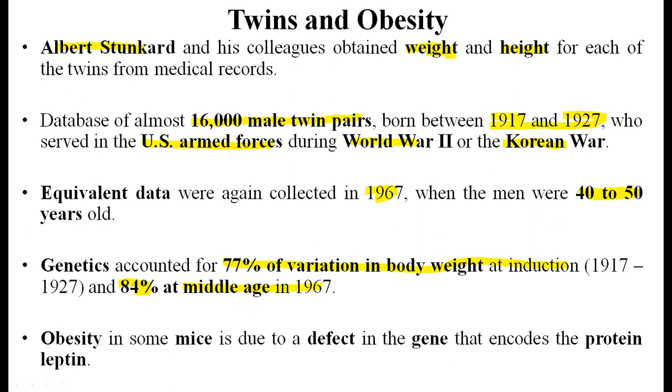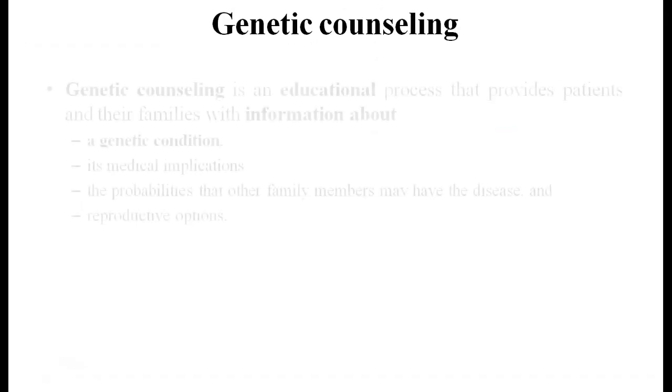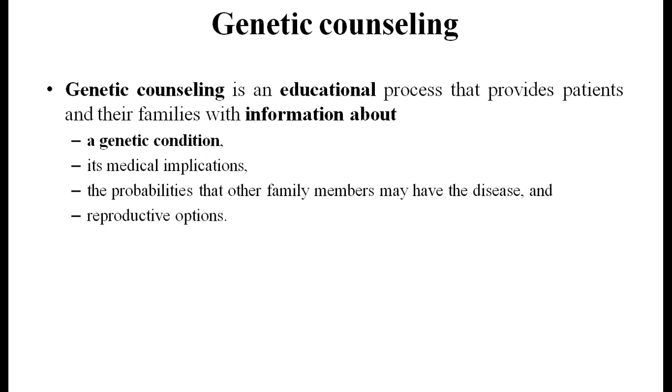Some other geneticists also studied mice, and they found that obesity in mice is because of a defect in the gene, and that gene actually encodes the protein leptin. But nowadays we can see that the genetic factor is not the only reason for obesity. Our food habits have also changed, and our physical activities are not that much, so we cannot say that only the gene is responsible for it. But at that time when they studied, they found that there is a defect in the gene that encodes the leptin protein.